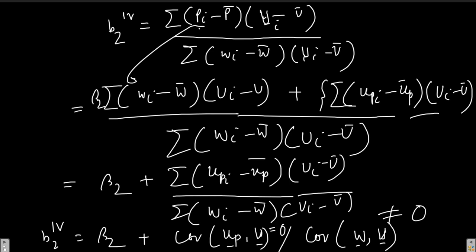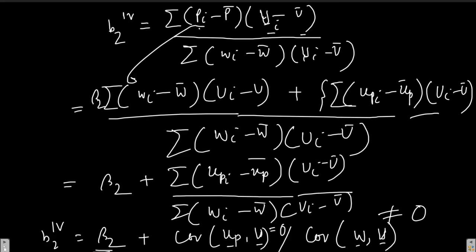Okay, so that means beta 2 IV is unbiased, and at the same time, when n tends to infinity, if I use the PLIM rule, beta 2 IV is going to converge to beta 2. So then basically the properties of IV are being satisfied. Okay, so that's basically for U as an instrument.